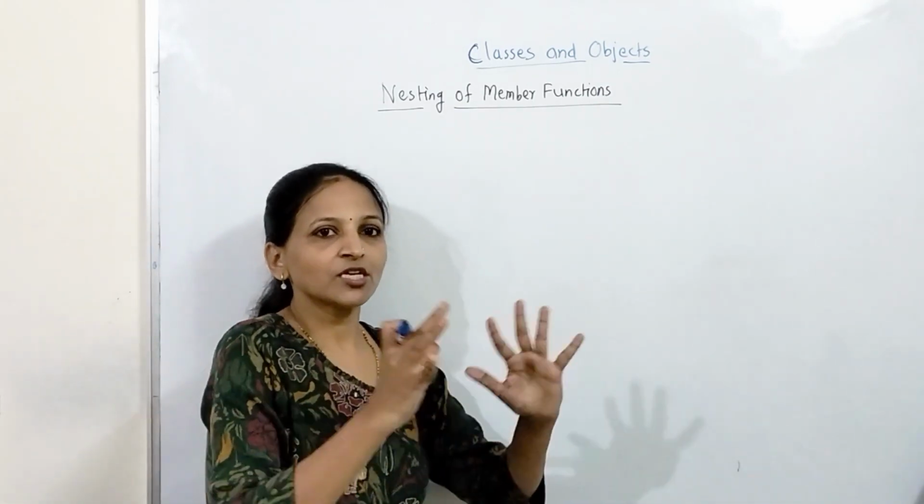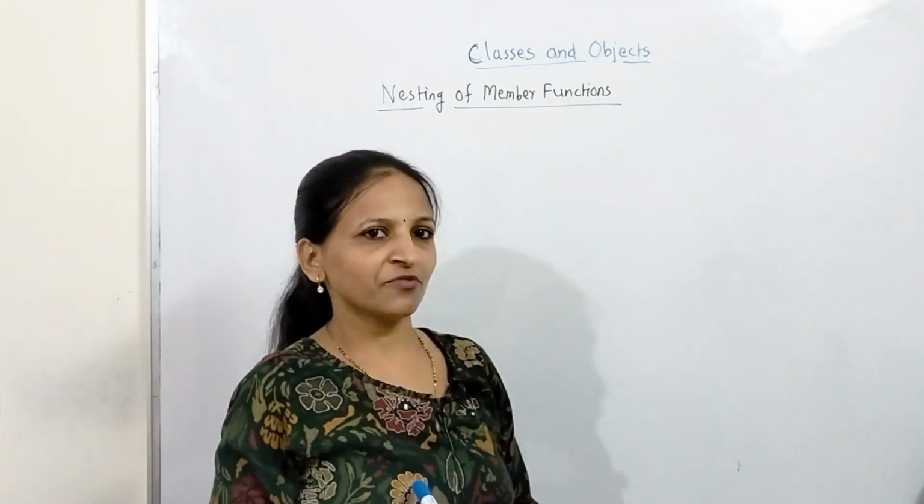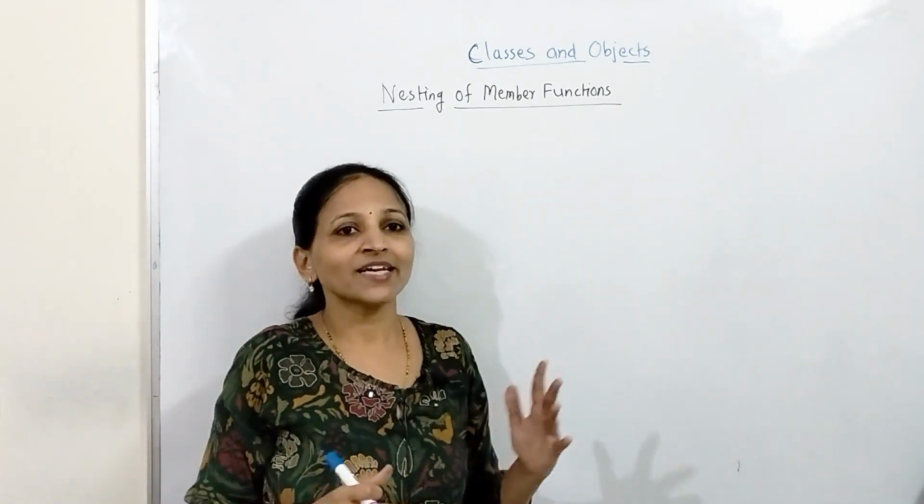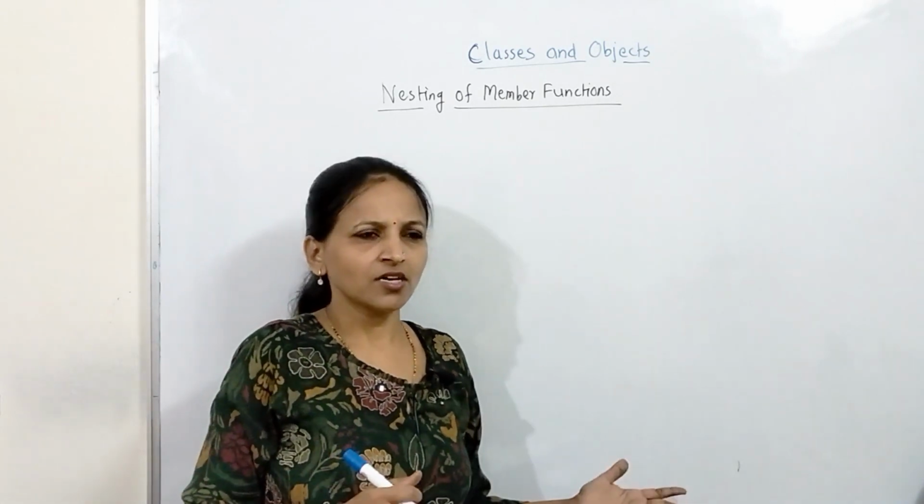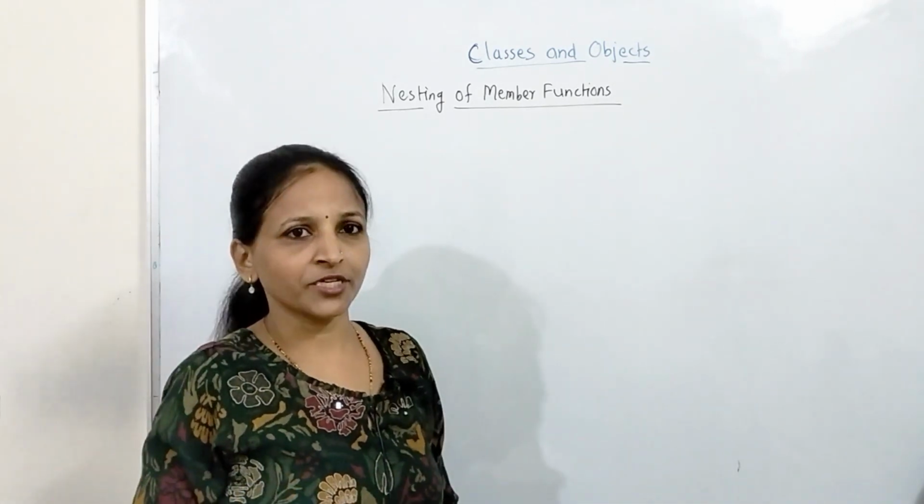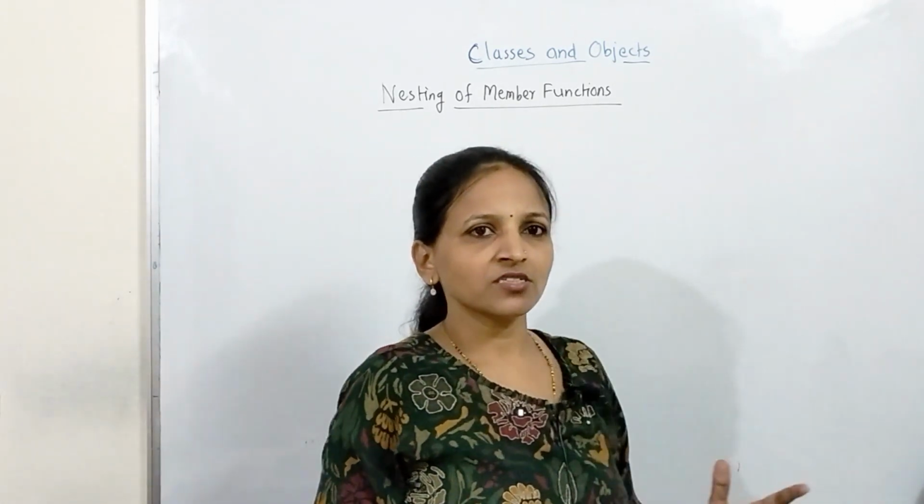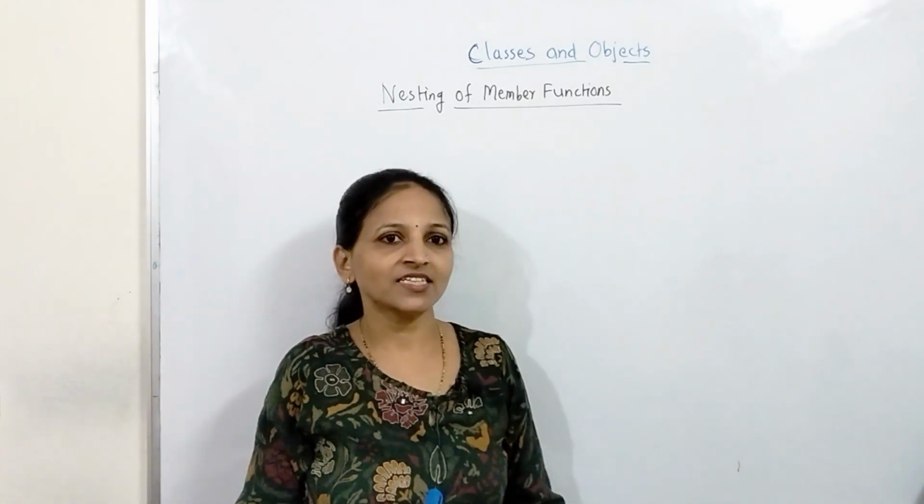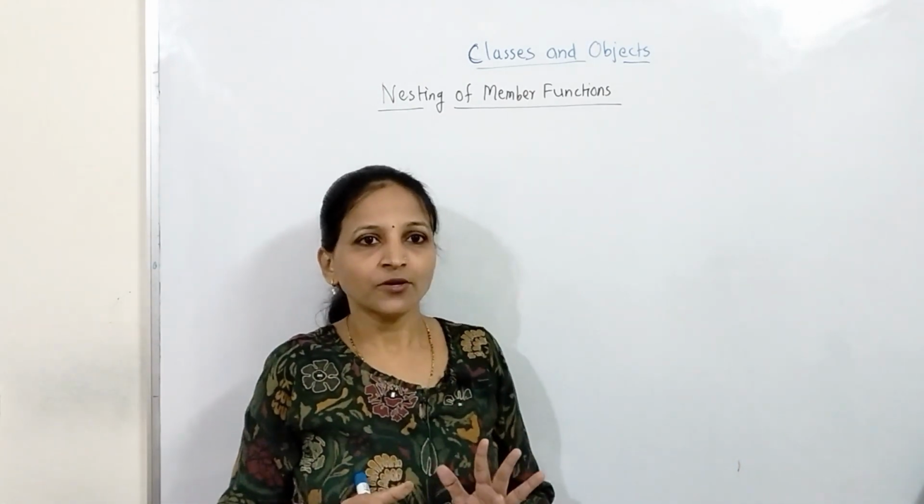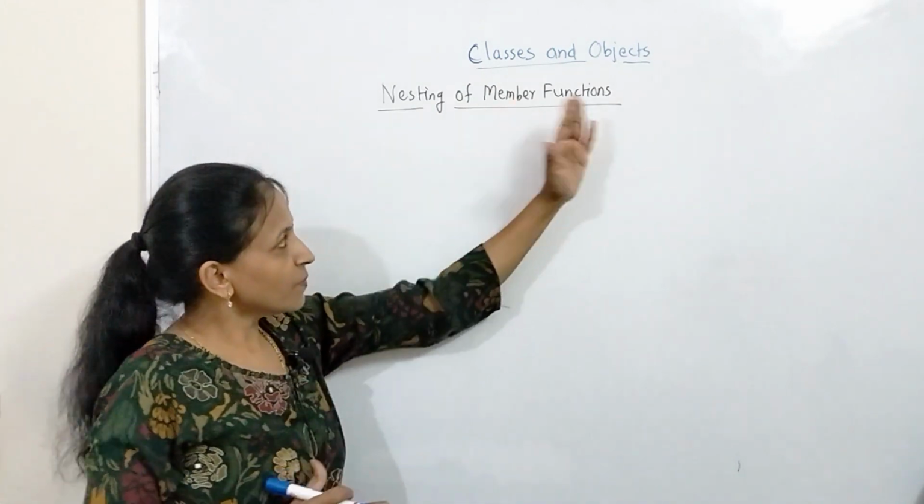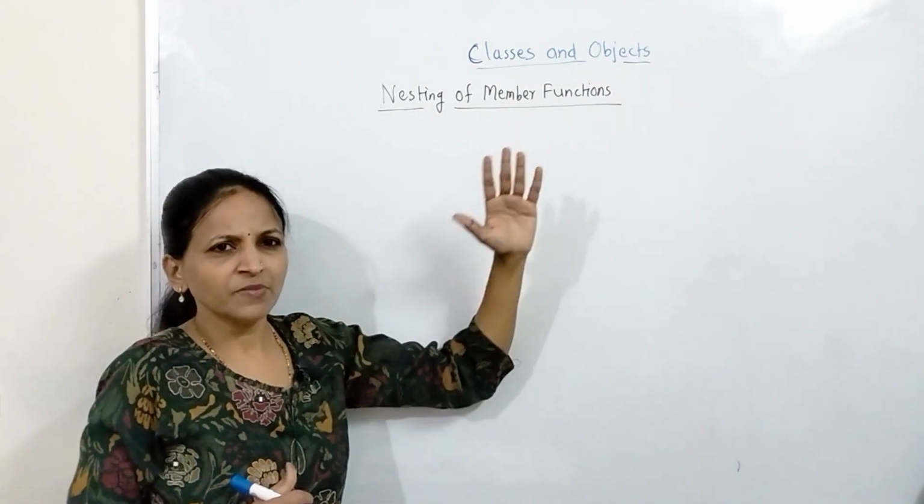See, a class is nothing but a group of data members and member functions. Data members are the characteristics that represent attributes of that object, and member functions are the functionalities that we can perform around that object. Now, the member functions we can nest, which means what?